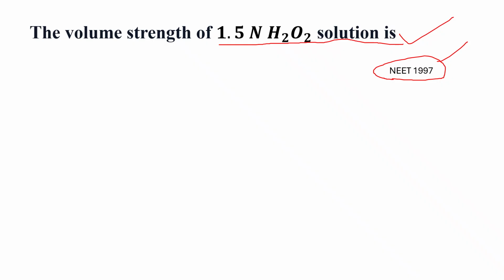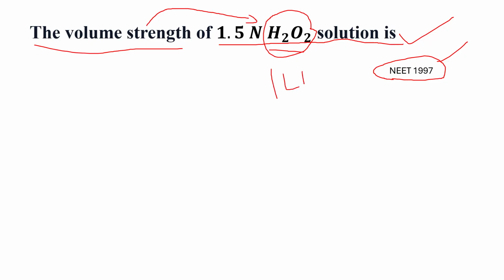First of all, what is meant by the volume strength? Volume strength is a special property only for hydrogen peroxide or similar substances. Basically, it is the property in which 1 liter of hydrogen peroxide releases how much volume of oxygen, which means O2. This is the volume strength.